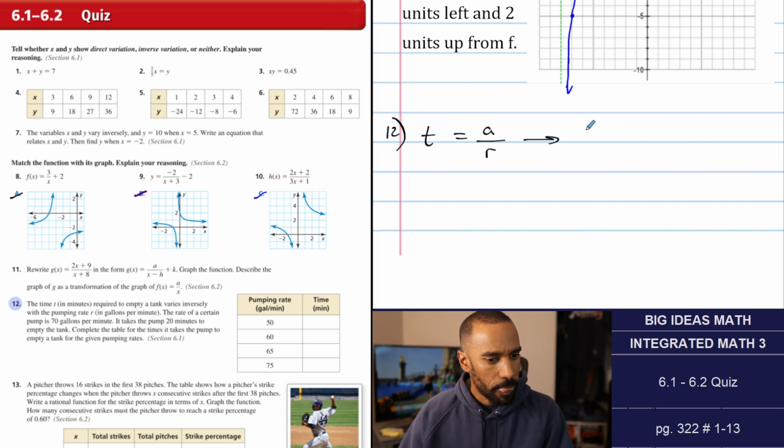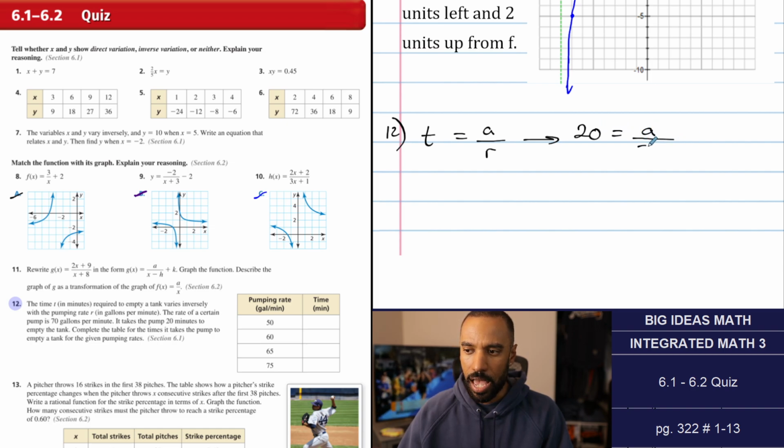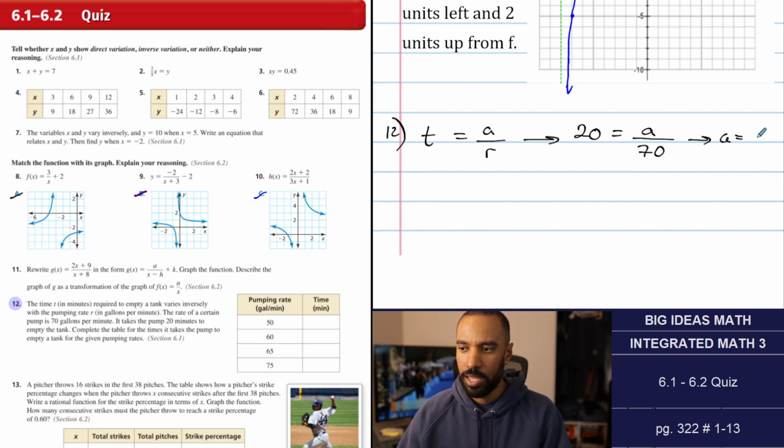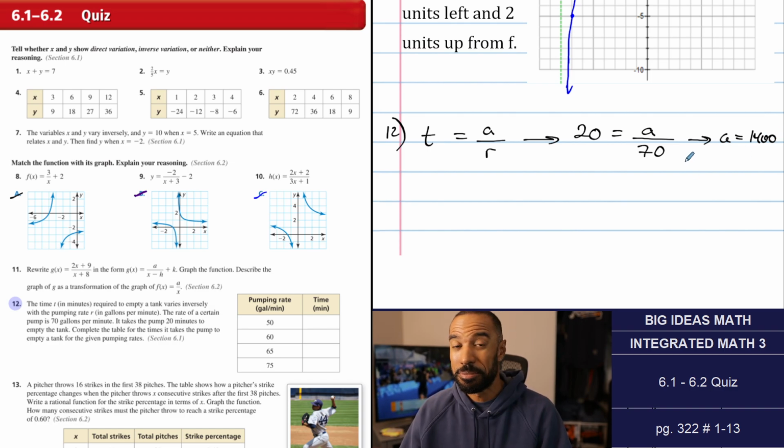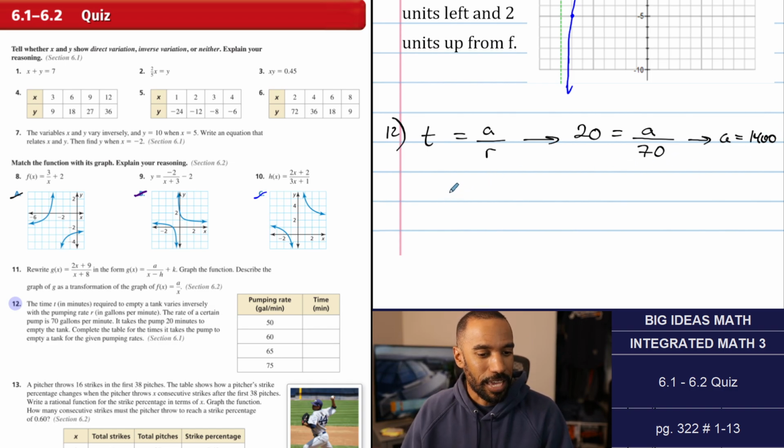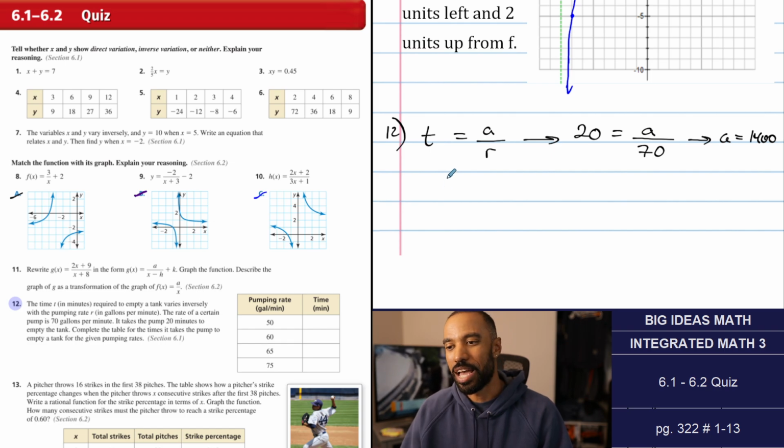All right, so it takes the pump 20 minutes at a rate of 70 gallons per minute. So we can now find out A as 1,400. If you multiply 70 with 20, you get 1,400 gallons. I always say those wrong. As a total thing, right? So that's the constant of variation, it's always 1,400 gallons to empty.